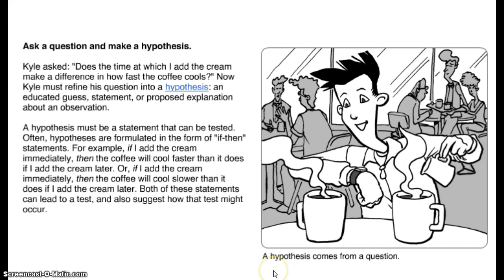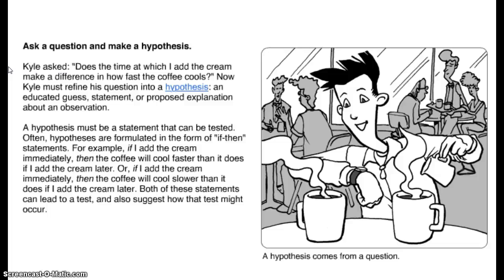A hypothesis comes from a question. Ask a question and make a hypothesis. Kyle asks, does the time at which I add the cream make a difference in how fast the coffee cools? Now Kyle must refine his question into a hypothesis, an educated guess, statement, or proposed explanation about an observation. A hypothesis must be a statement that can be tested. Often hypotheses are formulated in the form of if-then statements.